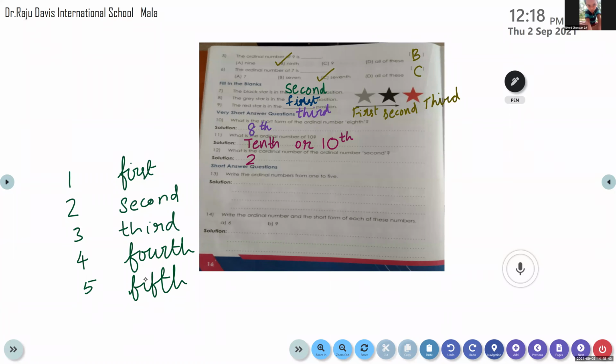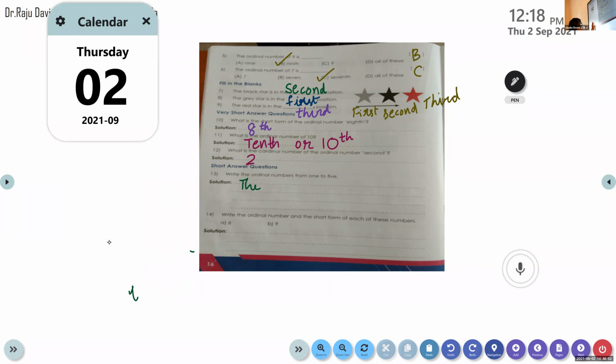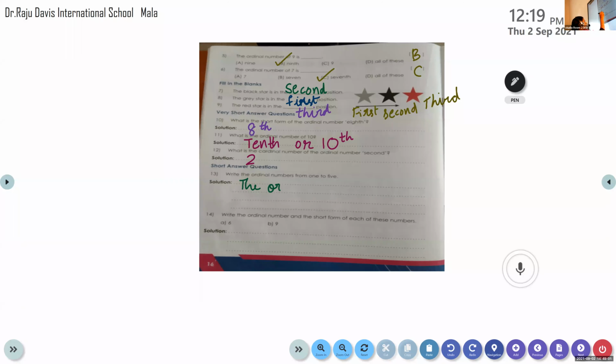Now let us write the answer. We have to write in a sentence. So let us write: The ordinal numbers. O-R-D-I-N-A-L. The question itself, we can see the spelling. The ordinal numbers N-U-M-B-E-R-S. From the question itself, please write the answer. The ordinal numbers from 1 to 5. Very good.